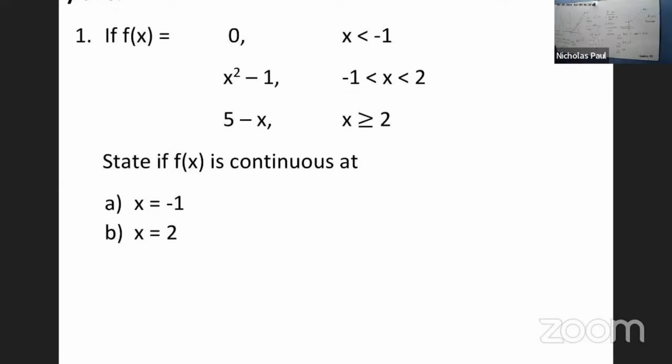Let's try a hard one. I know it's a little challenging, but we should remember how to sketch graphs. We are only interested between minus 1 and 2. Let's see if we can catch this graph. Actually, before this, I'm not helping you, I'm doing the first part for you. When x is less than minus 1, the answer is 0. Follow on the end here.